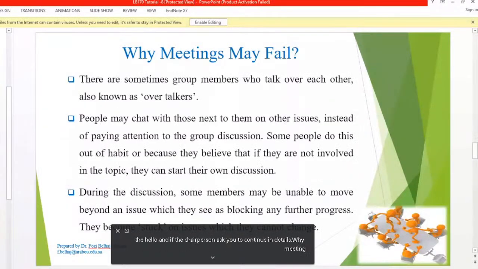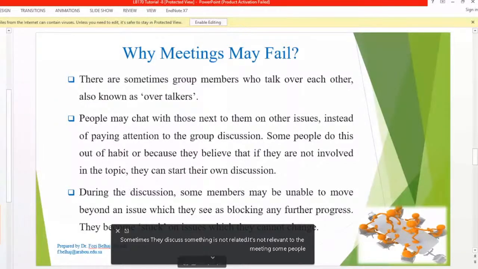Why do meetings fail sometimes? Some group members talk over each other. When two people sit next to each other, they talk to each other. That's not a good sign in meetings, because you have to listen to the members. Meetings fail sometimes because many people chat with other people. They discuss something that is not relevant to the meeting.